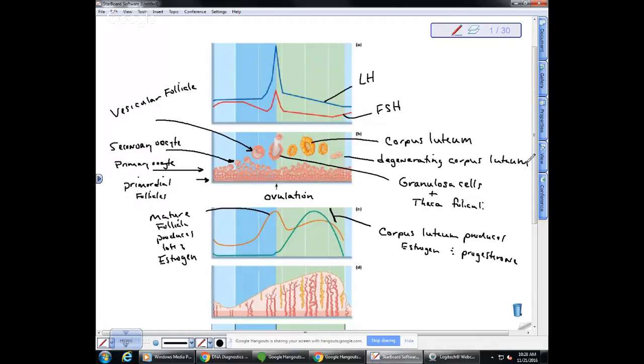So this would be the stratum functionalis, and this would be the stratum basalis. Notice that the stratum basalis stays the same. Those are stem cells that are going to give rise to the thickening endometrium. So what causes that endometrium to thicken? Which hormone? Estrogen, right? Notice how progesterone is really low here when this starts to thicken. So this is thickening due to estrogen, right? So estrogen causes the endometrium to thicken.